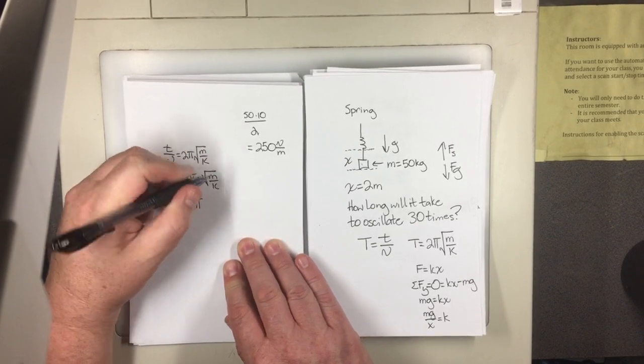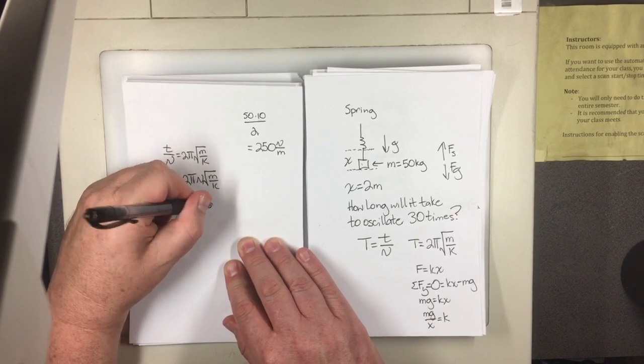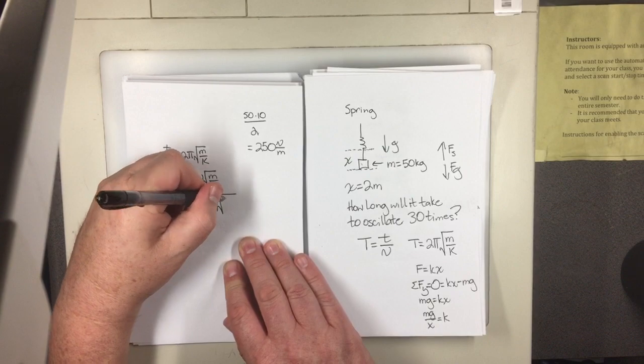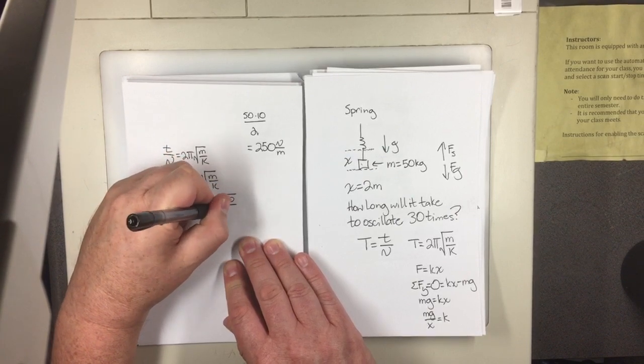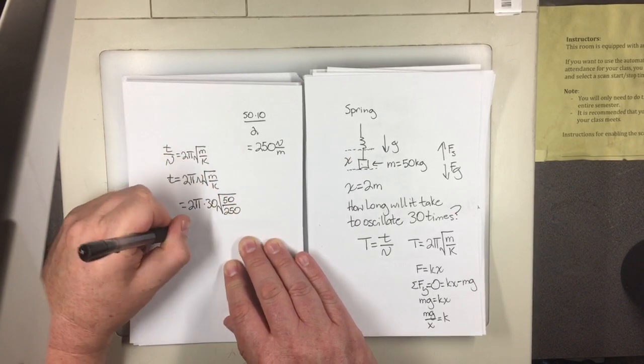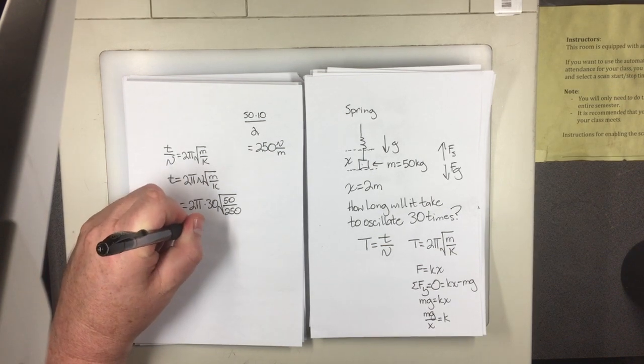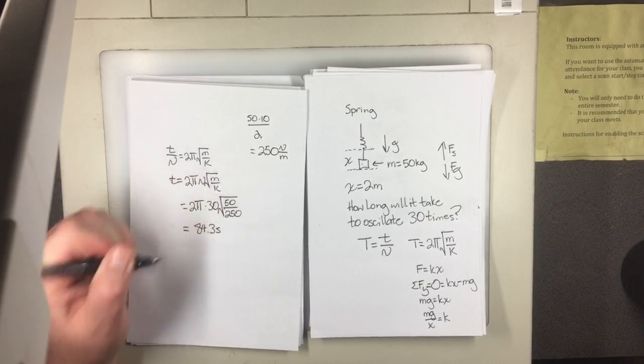So 2 pi, 30, m is 50, k is 250. So the total time, I get 84.3 seconds.